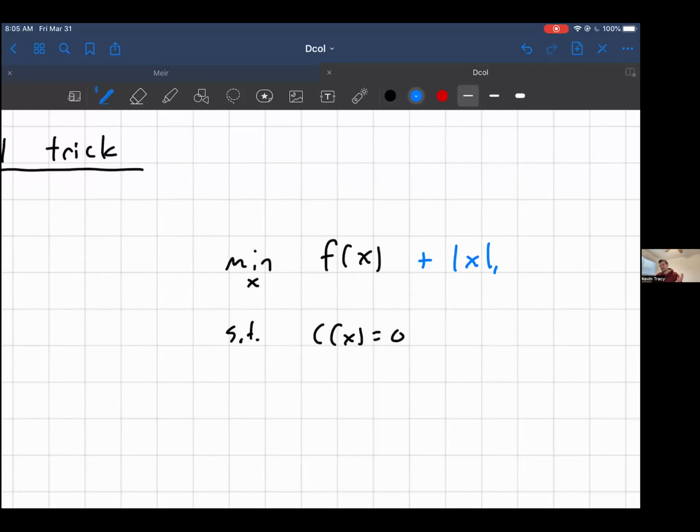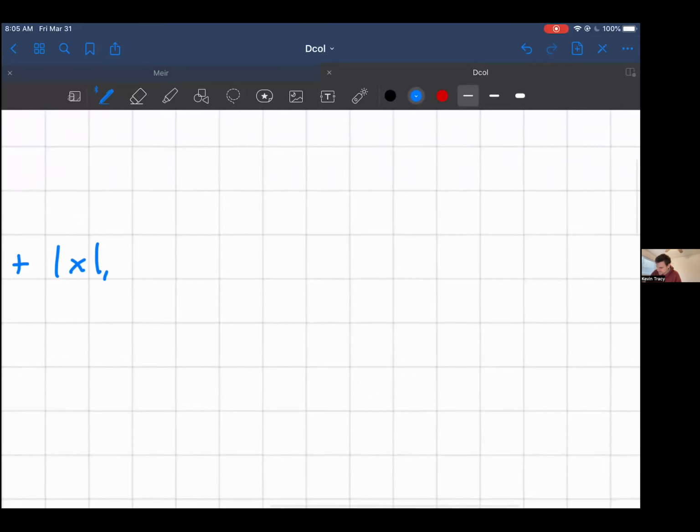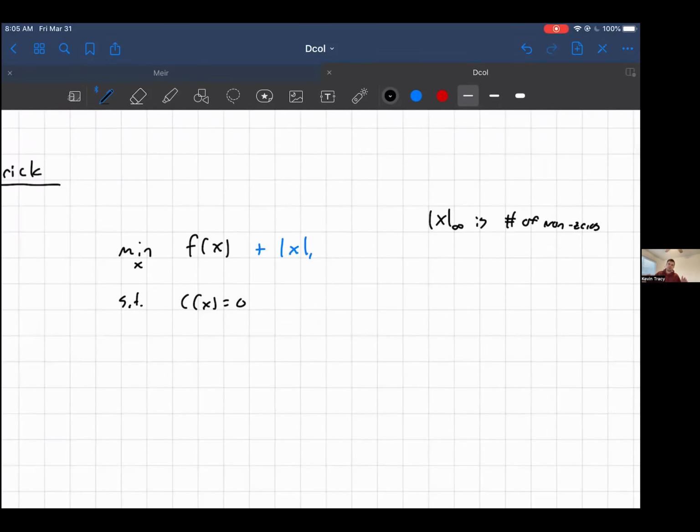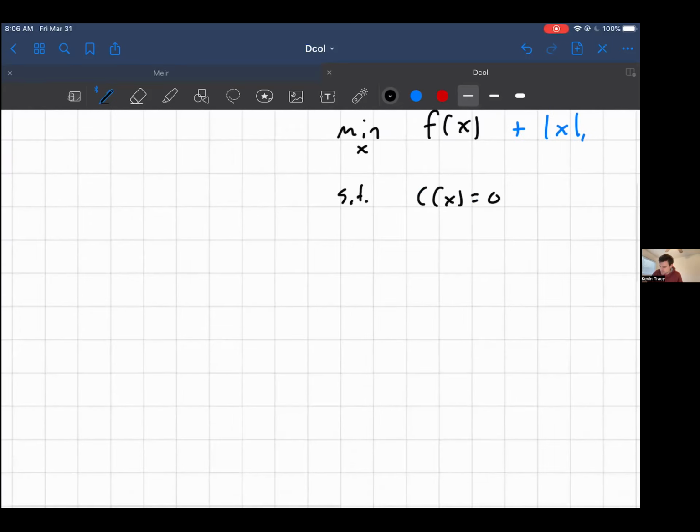So if we think about what this is going to minimize, it turns out this is a pretty close approximation for what's called the nuclear norm. So this is just a fun little tidbit, but the nuclear norm of x is the number of non-zeros. So this is not super important, but the L1 norm is a nice approximation for it. And what this means is that if I throw an L1 cost in there, it's going to encourage sparsity in x.